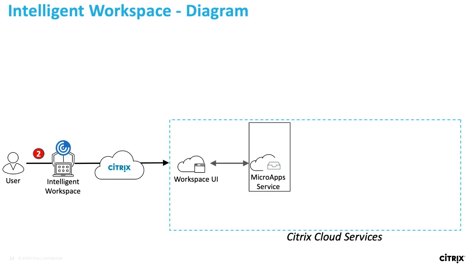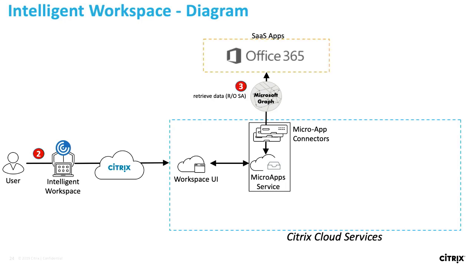And now the Workspace UI is going to be populated with all the actions that he needs to review or perform. So once he logs in, the Workspace UI contacts the MicroApps service. MicroApps service then connects, for example, in the case of Microsoft Teams, through Microsoft Graph. We use a read-only account. We poll Office 365. We get information from Office 365 regarding Teams. Then the MicroApps service is going to create a card that is required for the user to complete an action.